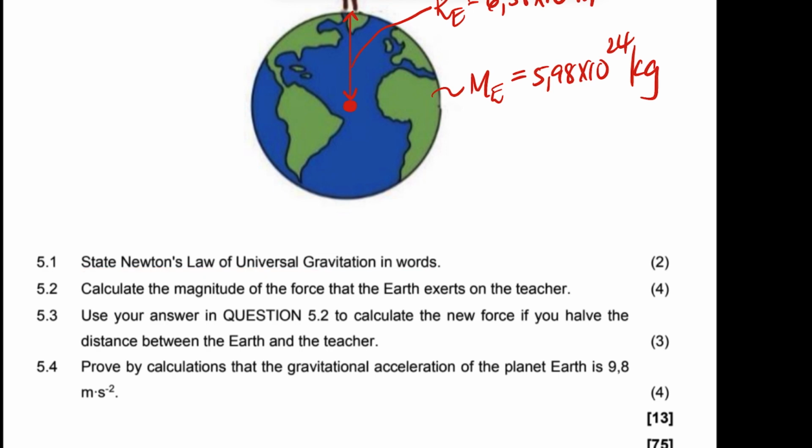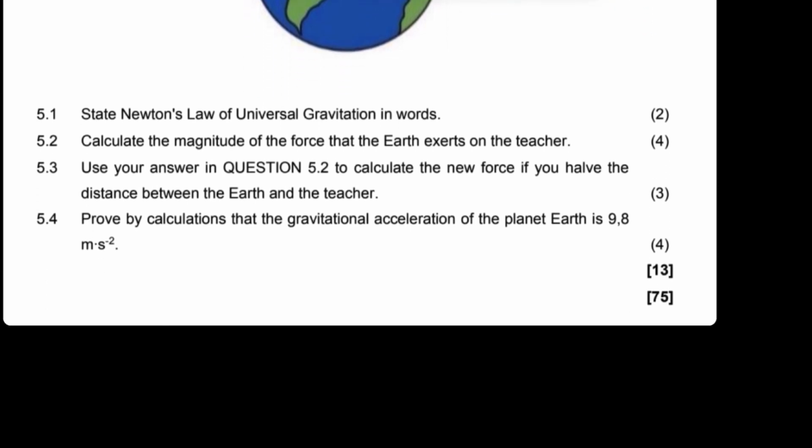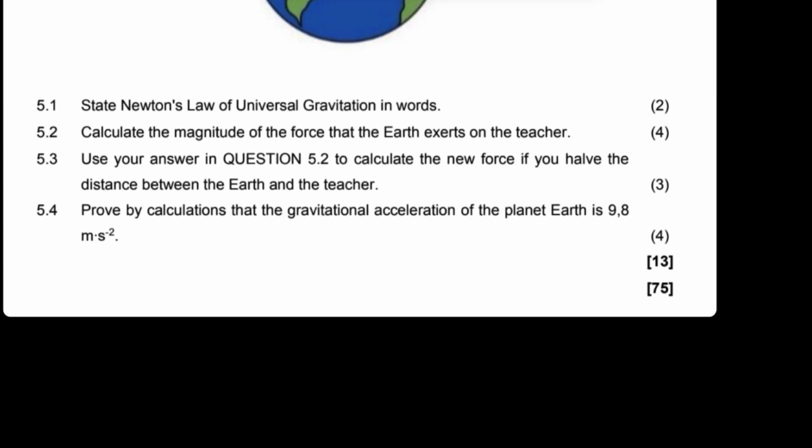Question 5.1 says state Newton's law of universal gravitation in words. Guys, I'm not going to waste time on that. Please check your exam guideline and memorize that definition. It's very straightforward, and in my previous video I explained the definition there.